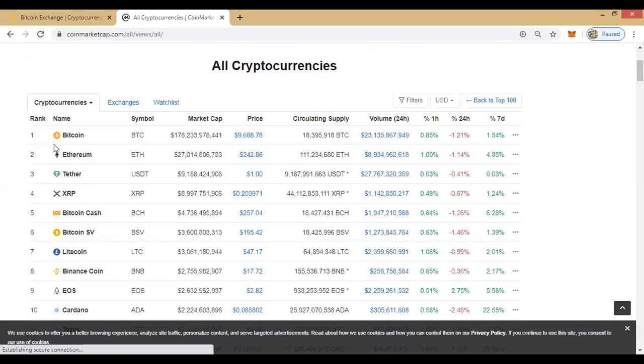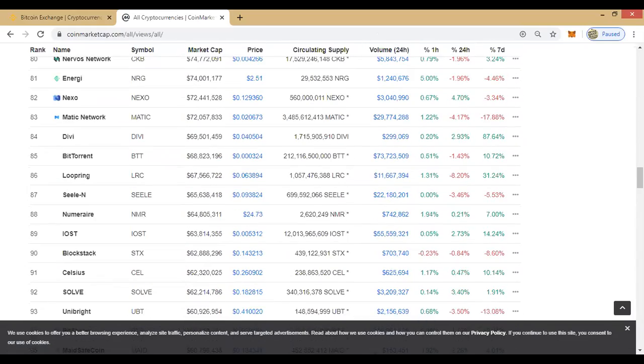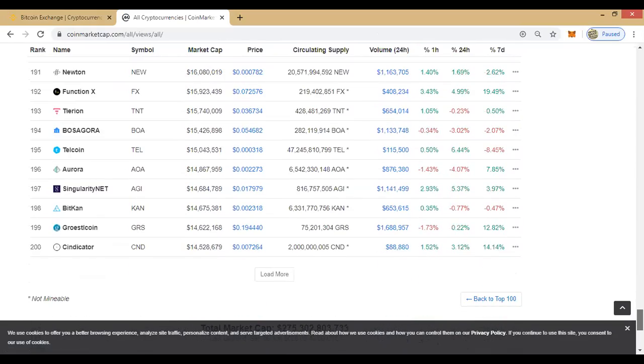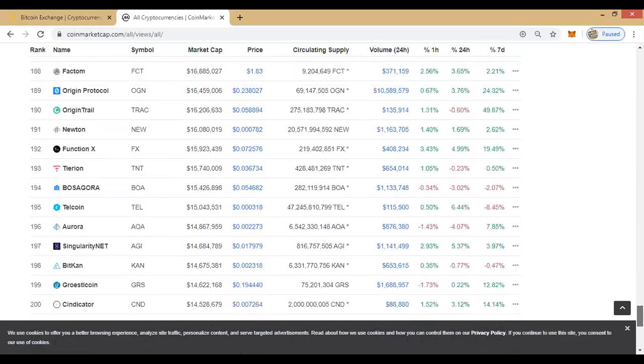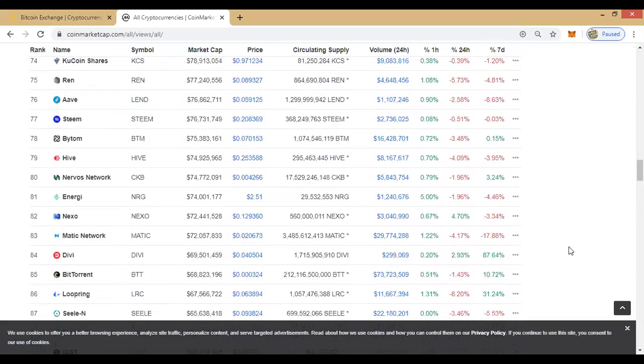So we can see the number one coin here is Bitcoin, followed by Ethereum, Tether, XRP, that's Ripple, Bitcoin Cash, Bitcoin SV, and it goes on and on. Like I said, there are thousands of these coins. So you don't just come to trade. There are some things which you have to look out for before you can trade any of these coins.